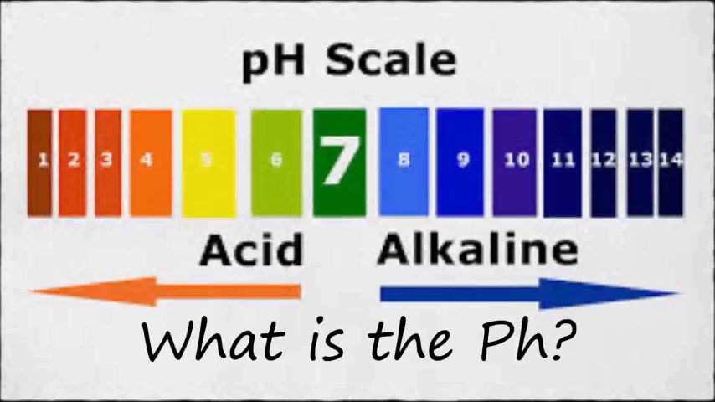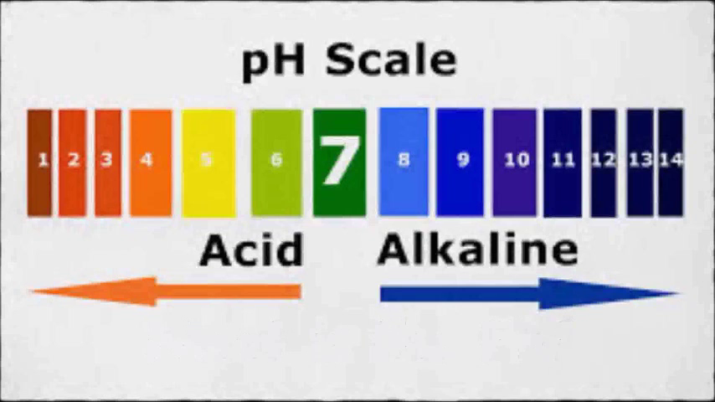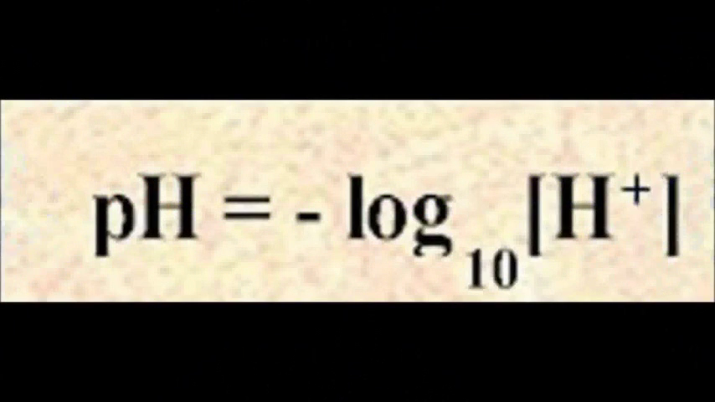In chemistry, pH is a numeric scale used to specify the acidity or basicity of an aqueous solution. pH is a measure of the hydrogen ion concentration of a solution. Solutions with a high concentration of hydrogen ions have a low pH, and solutions with a low concentration of H+ ions have a high pH.